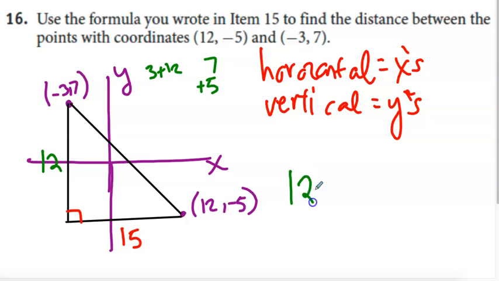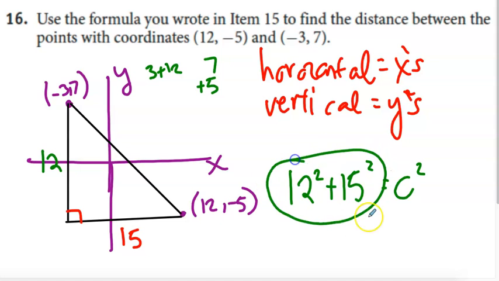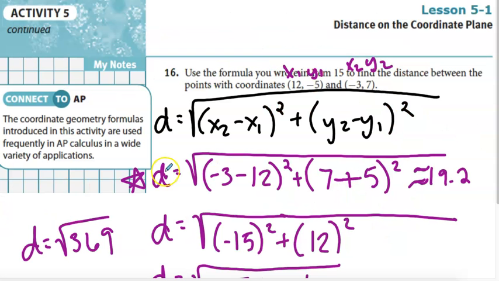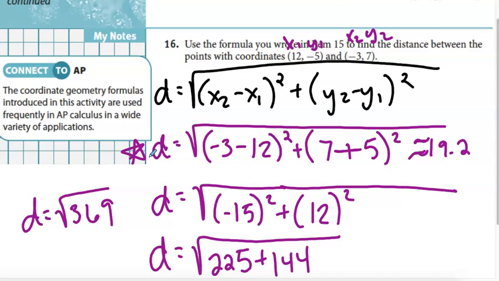So 12 squared plus 15 squared equals c squared. Then you would just type this in the calculator and you get 369 equals c squared. And our last step is to square root, and we would still get 19.2. Okay? So in my opinion, this way is less work, but you do have to be good at graphing and visualizing numbers. If you like the distance formula, because it will always work, and if you like memorizing things, you can use a distance formula.